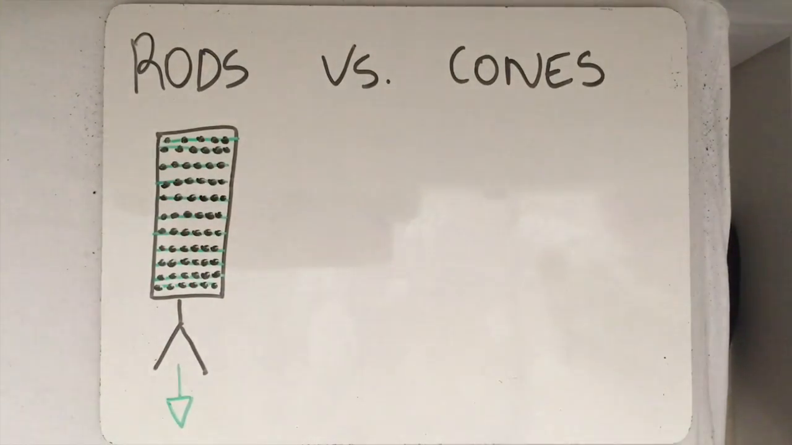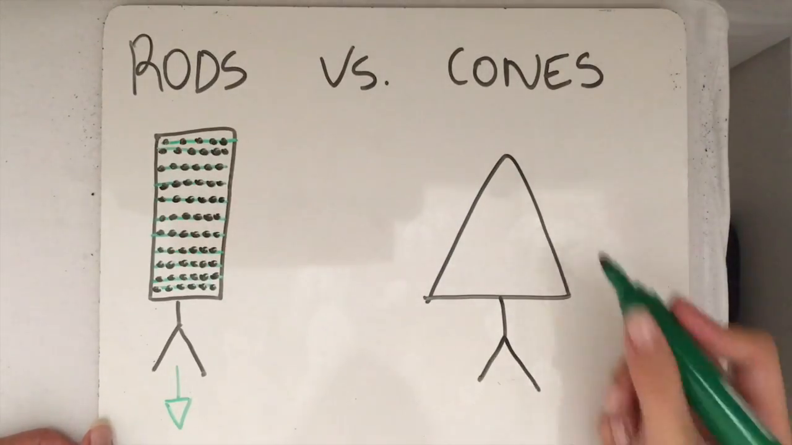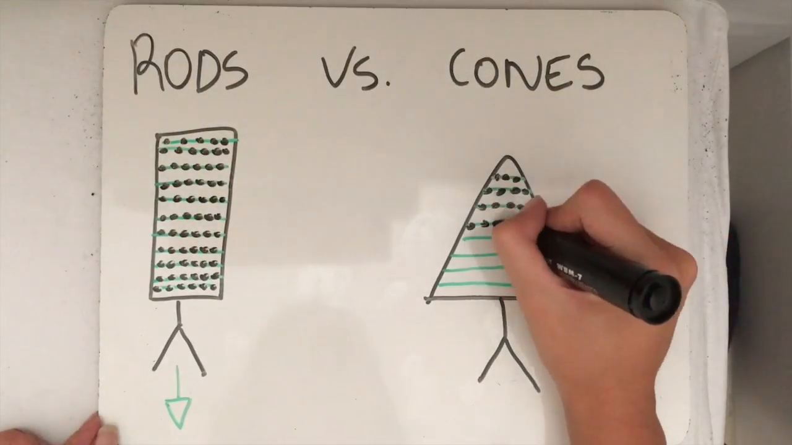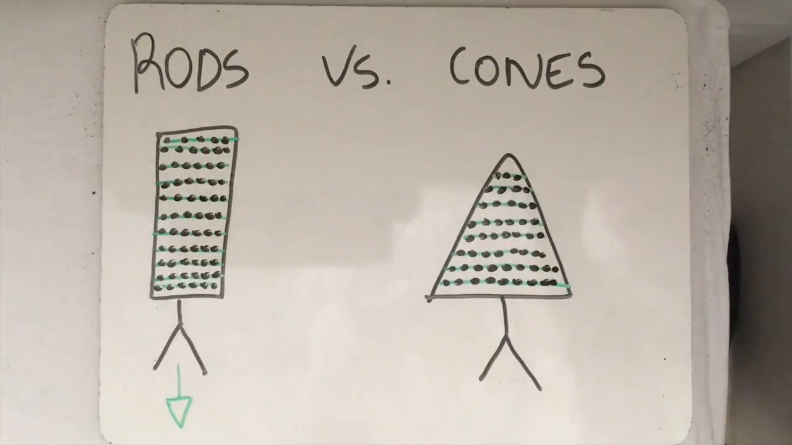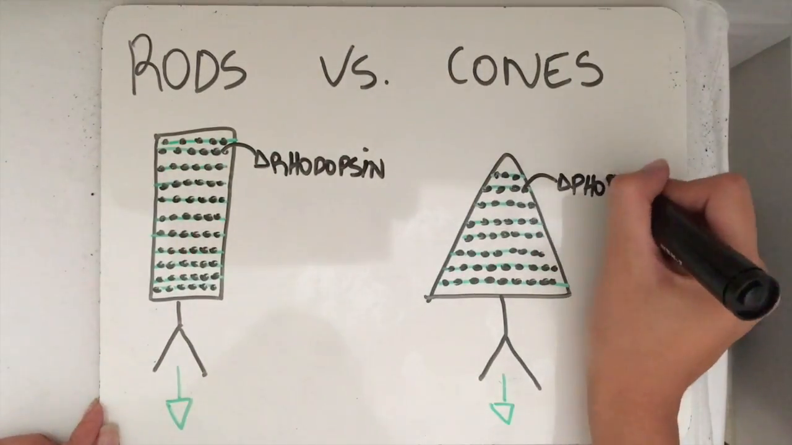On the other hand, a cone gets its name because it is cone-shaped. It is also a photoreceptor that has the same internal structure as a rod, with optic discs and proteins embedded in them. While the proteins in the rods are called rhodopsin, the proteins in the cones are called photopsin.